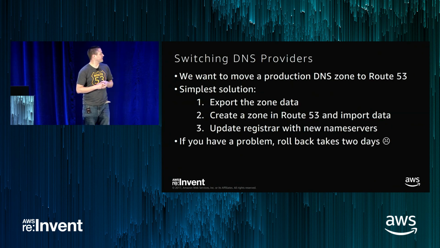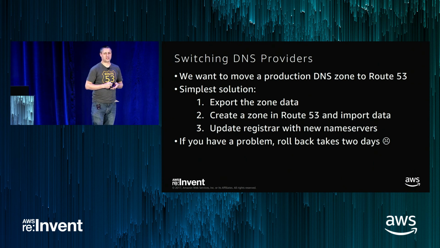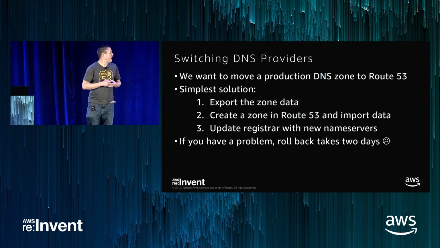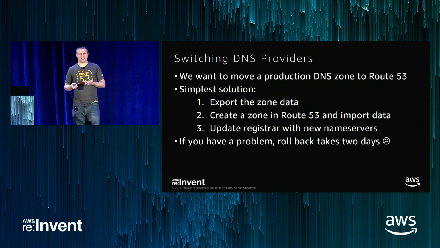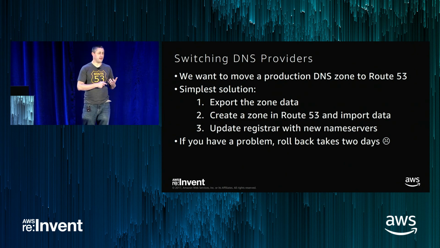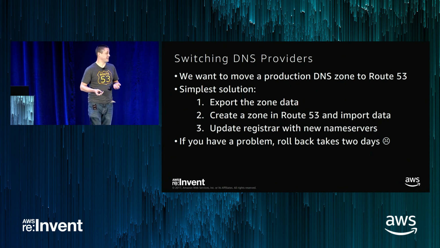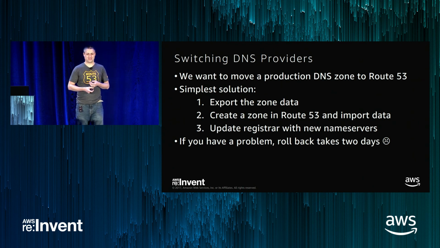So a particular example of this is switching DNS providers. This applies to every vendor, not just Route 53, but I'll use moving to Route 53 just as an example. So the simplest solution to move a zone onto Route 53 is you export the zone data, you import it into a new zone in Route 53, and you just change the registrar settings, and traffic will gradually shift.